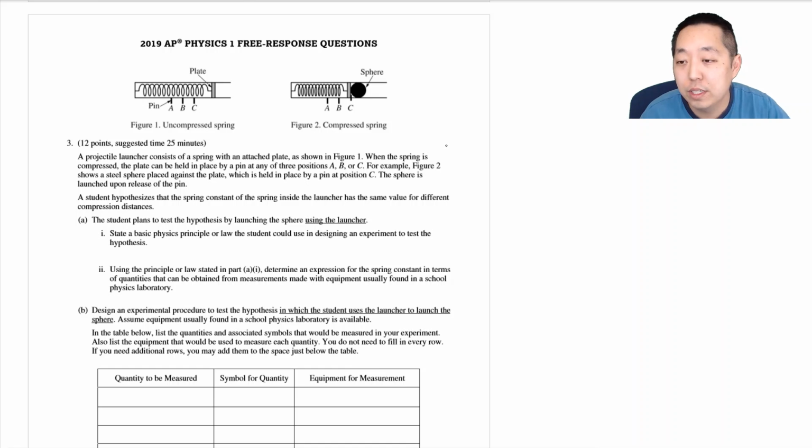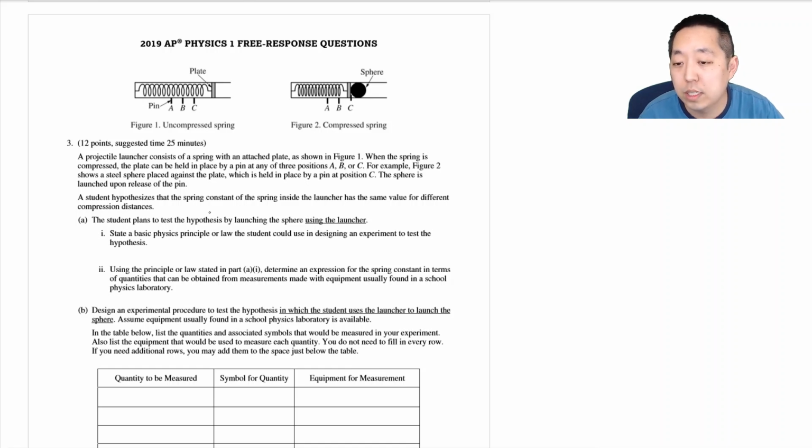I'm looking at the 2019 AP Physics 1 third free response question here. We have a projectile launcher consisting of a spring with an attached plate, as shown in figure 1. When the spring is compressed, the plate can be held in place by a pin at any of three positions, A, B, or C. Figure 2 shows a steel sphere placed against the plate, which is held in place by a pin at position C. The sphere is launched upon release of the pin. So we put a pin here and we let it go and it launched.